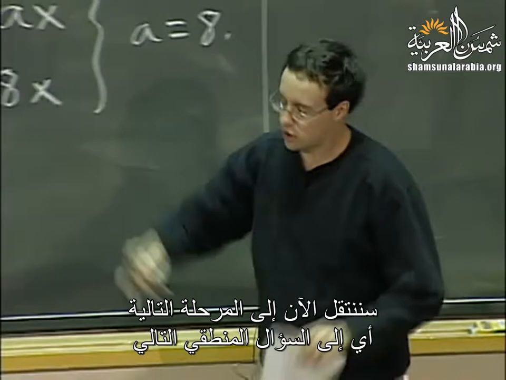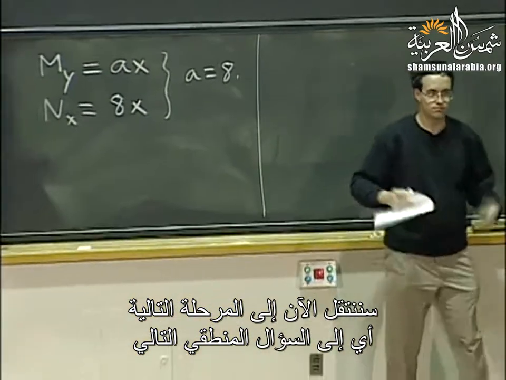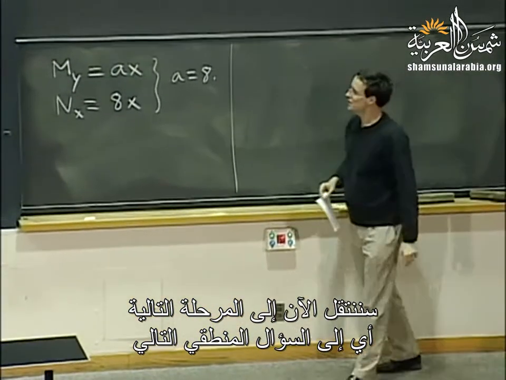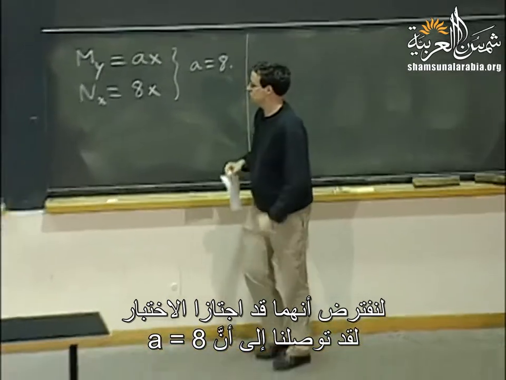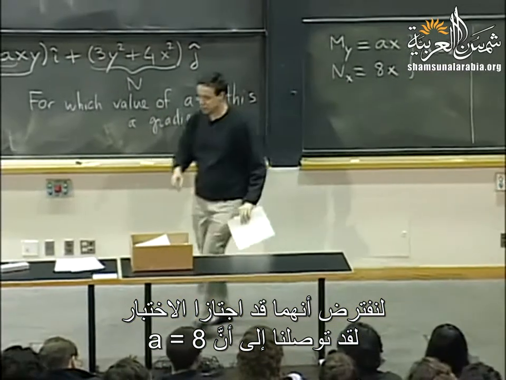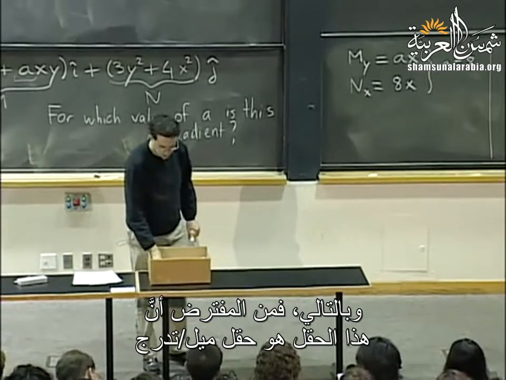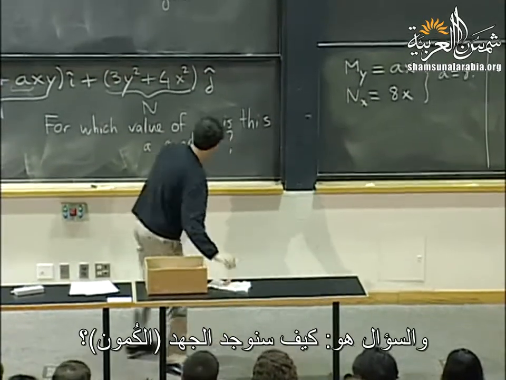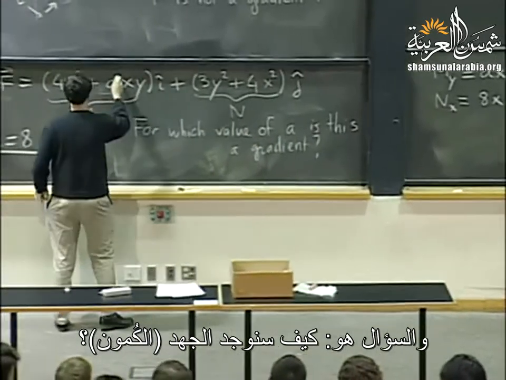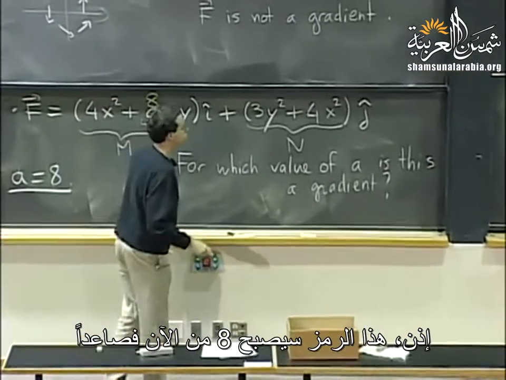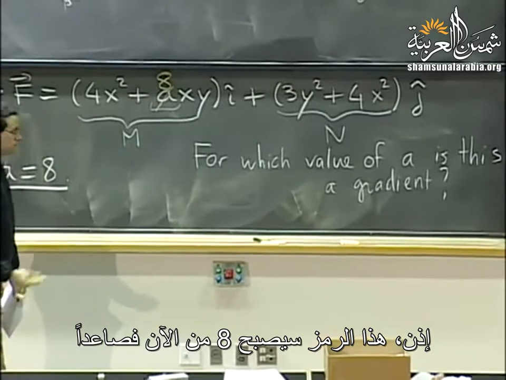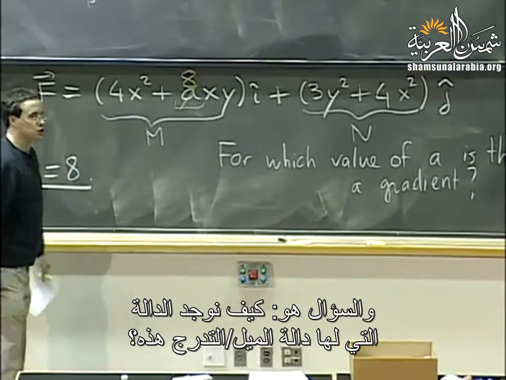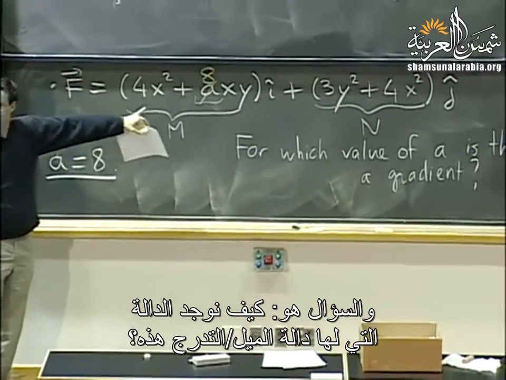So now we come to the next logical question. Let's say that we've passed the test. So we've put A equals 8 in here. So now it should be a gradient field. The question is, how do we find the potential? That becomes 8 from now on. The question is, how do we find the function which has this as gradient?